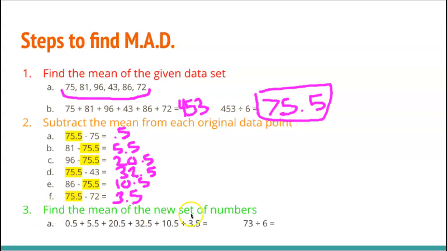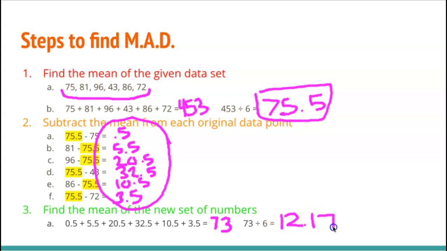Find the mean of the new set of numbers. So here are my new set of numbers. I'm going to add them all up, and when I add them all, I get 73. And then I need to divide that by however many numbers I have, and I have 6 numbers. So 73 divided by 6 is 12.16 repeating, so I'm going to round it to 12.17. And that is my mean absolute deviation for that data set.